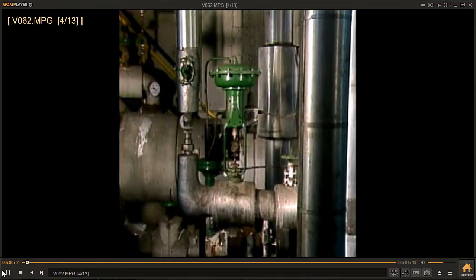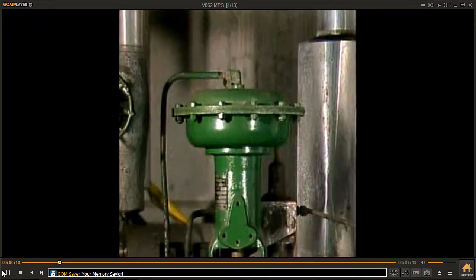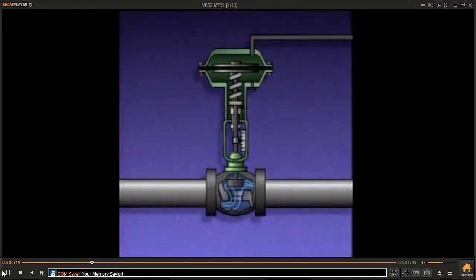One of the most common types of pneumatic actuators is the diaphragm actuator. In a diaphragm actuator, air pressure acts on a flexible diaphragm to position a valve. A single-acting diaphragm actuator is called single-acting because air pressure acts on only one side of the diaphragm to position a valve. A typical single-acting diaphragm actuator consists of a casing, a diaphragm, an air supply port, an air vent, a spring, a stem, and a valve position indicator.